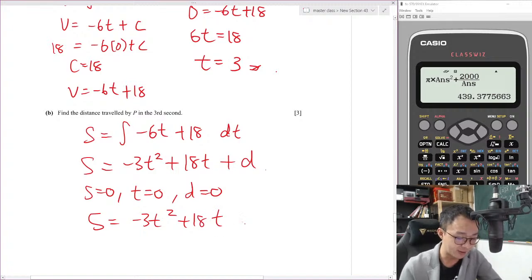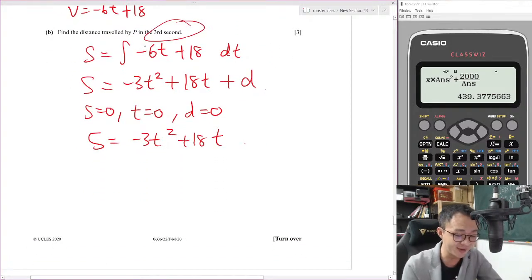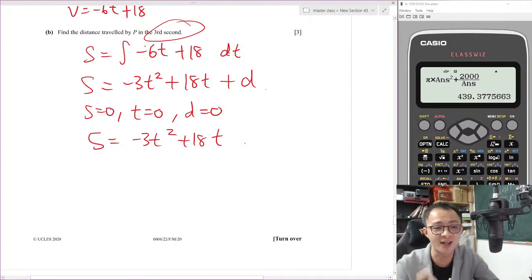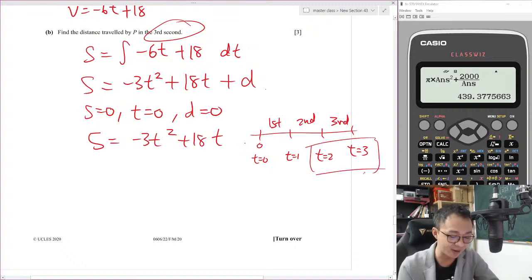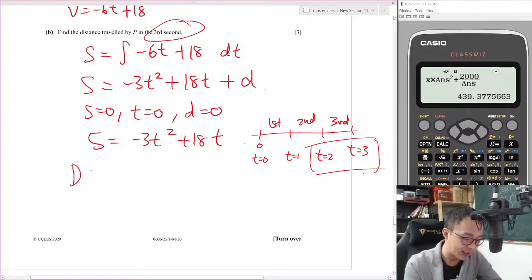Okay, so now I want to find the third second. The third second is not the same as the first 3 seconds. So what does the third second mean? When t equals 0 to t equals 1, we call it the first second. When t goes up to 2, we call it the second second. When t equals 3, we call it the third second. So the third second is between t equals 2 and t equals 3. If you understand this logic, I will get the distance by doing S3 minus S2.